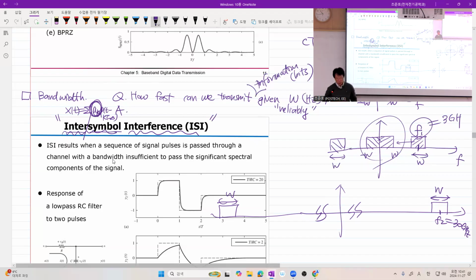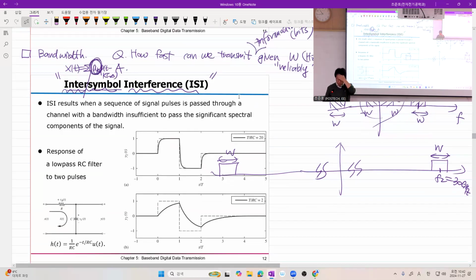What does that mean? In order to make everything simple, let's think about NRZ. Suppose you have a non-return-to-zero signal, x of t. As you remember, it is +1 or -1 for each length-1 duration. And the signal, mathematically speaking, has infinite bandwidth. Infinite bandwidth. But in reality, there is no infinite bandwidth signal.